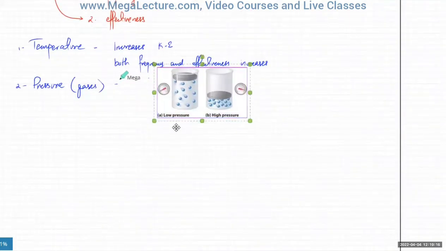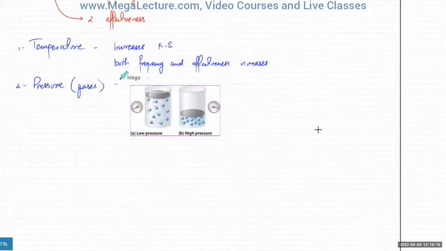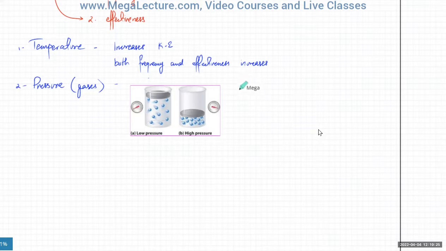what happens at higher pressure? At higher pressure, particles are closer to each other. If they're closer to each other, they're going to bump into each other a lot more. So with higher pressure, volume decreases. As can be seen in the picture, you're increasing the pressure, so the volume of the gas or the container decreases basically. So gas particles are closer to each other.